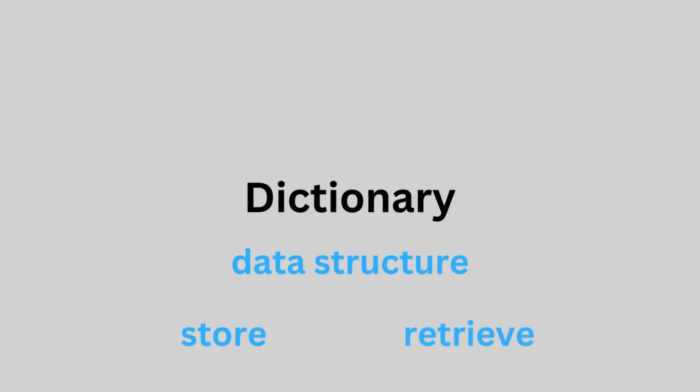Today we're going to see another data structure in C#, which is the dictionary. A dictionary is a data structure that allows you to store and retrieve values based on unique keys. This concept can be compared to a real-world dictionary.